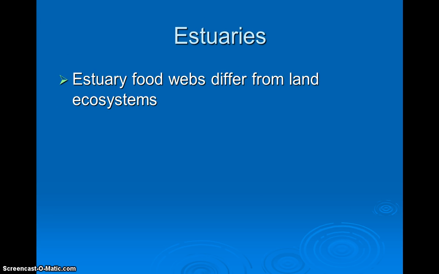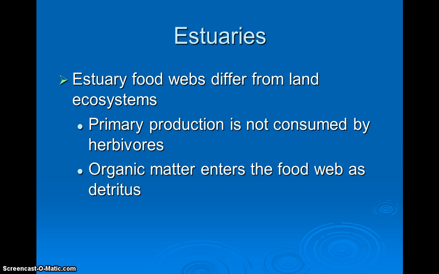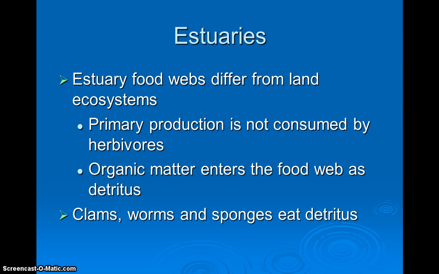Estuaries. The estuary food web differs from land ecosystems. The primary production is not consumed by herbivores. Organic matter enters the food web as detritus. Clams, worms, and sponges eat detritus.